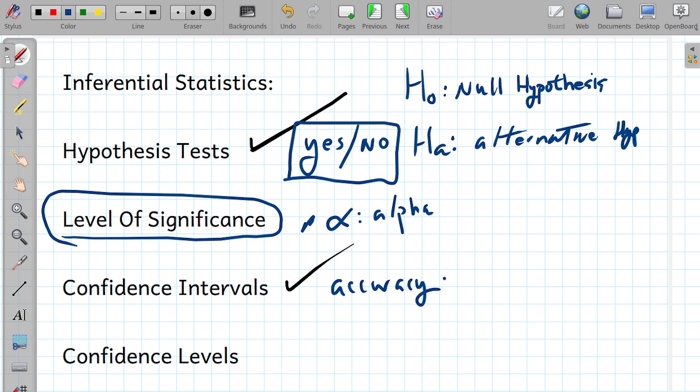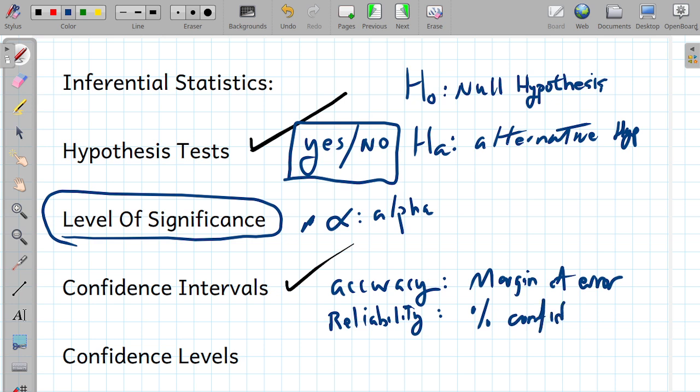I know my spelling's terrible. So this is usually illustrated by what's called the margin of error. We're going to beat this up tonight. But it also gives us an estimate of reliability. And I'll explain that too. And the reliability aspect is the percent confidence that confidence intervals always talk about. Specifically, reliability comes from the confidence level. Accuracy is the margin of error.